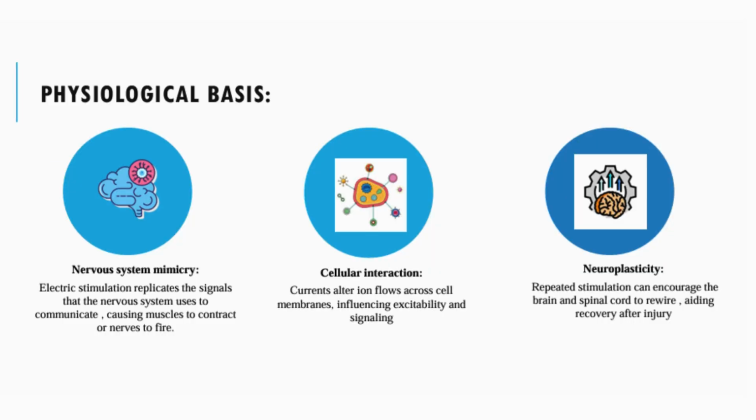So there is some physiological basis of the stimulation. First one is nervous system mimicry. For example, electrical stimulation replicates the signals that the nervous system uses to communicate, causing muscles to contract or nerves to fire. The second one is cellular interaction. For example, current alters the ion flows across the cell membrane, influencing stability and signaling. The third one is neuroplasticity, where stimulation can encourage the brain and spinal cord to rewire, aiding recovery after injury.